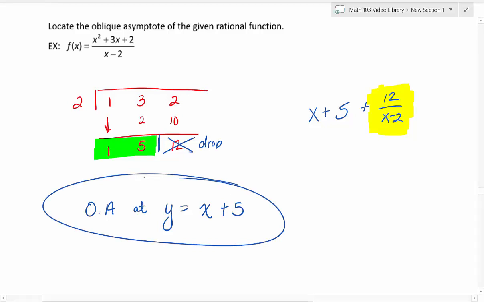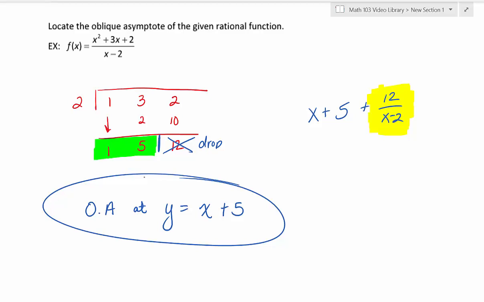Note that a horizontal asymptote and an oblique asymptote can never occur at the same time. In order for an oblique asymptote to exist, the degree of the numerator has to be 1 greater than the degree of the denominator. When thinking about horizontal asymptotes, if the degree of the numerator is larger than the degree of the denominator, there is no horizontal asymptote. Therefore, an oblique asymptote and a horizontal asymptote cannot exist at the same time.